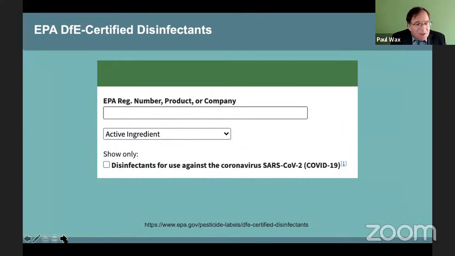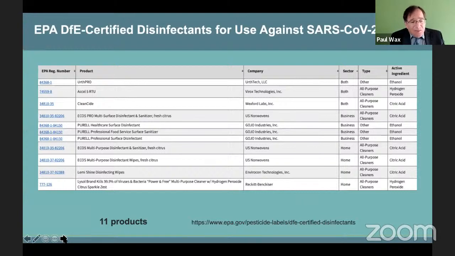Next slide, please. A box which you can check off to see which of these disinfectants can be used against the coronavirus, SARS-CoV-2. That's important because not every one of these previous 30 disinfectants has been deemed to be effective against the coronavirus. And so when you check off the box, next slide, there are 11 products that the EPA has certified as DFE certified for use against SARS-CoV-2.